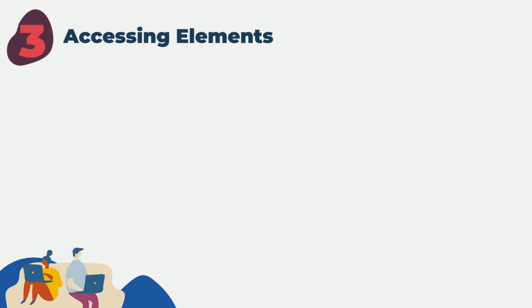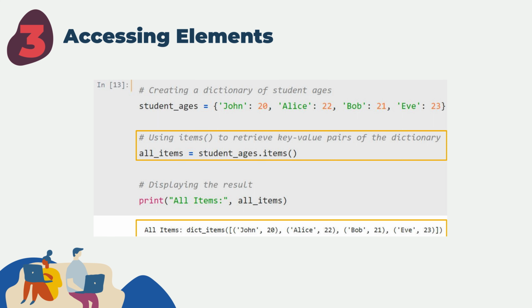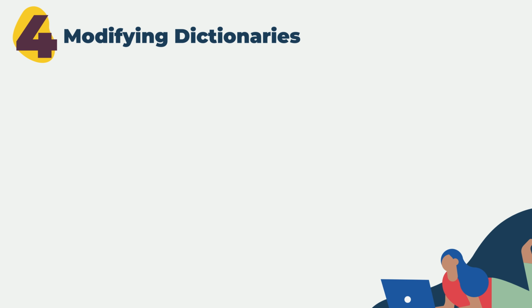Now, let's explore another useful method in dictionaries called items. This method allows us to retrieve both keys and their corresponding values as pairs. Here's a practical example. In this example, the items method returns a view object containing tuples, each representing a key-value pair from the dictionary. When printed, you'll see all the items, providing insight into the relationships between the students' names and their ages.